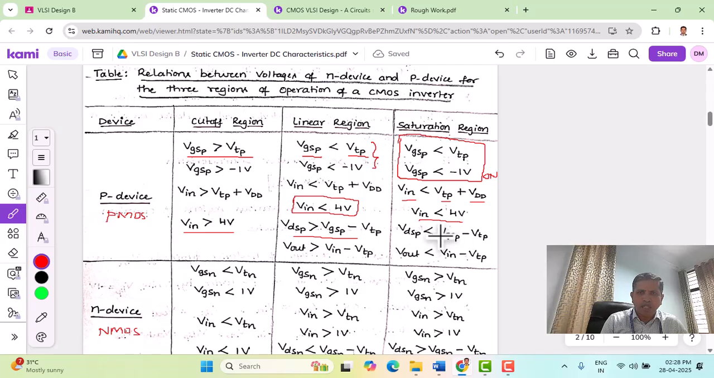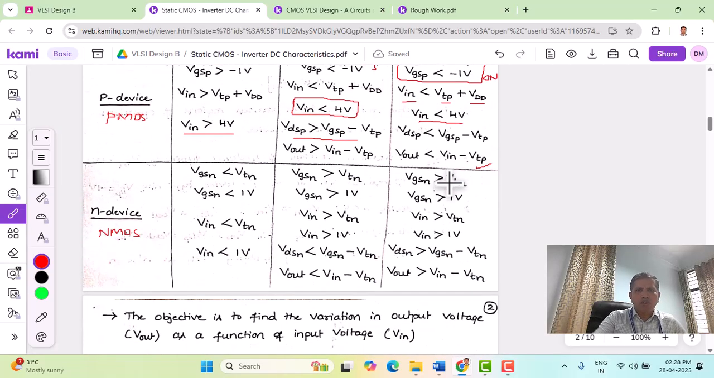So VDSP should be less than VGSP minus VTP, and if we substitute VDSP as Vout minus VDD and VGSP as Vin minus VDD, we end up with this particular equation. So if we satisfy these couple of conditions here, then the P-channel device will be operated in the saturation region. Likewise, we also try to understand how to operate the NMOS device in the cutoff region, linear region, and the saturation region.